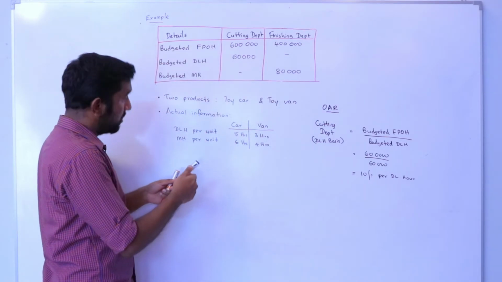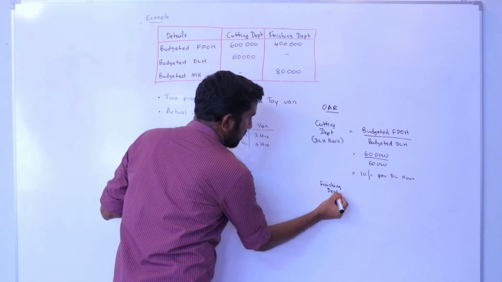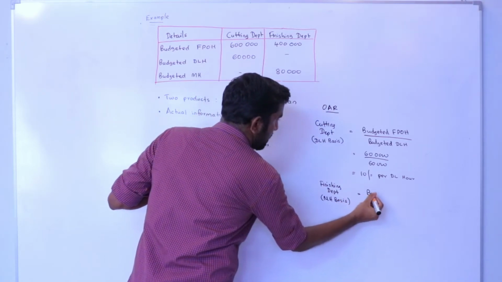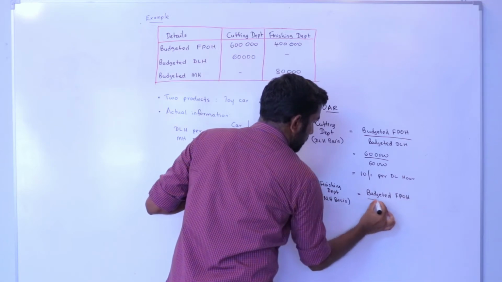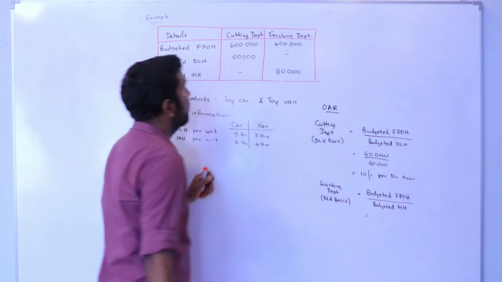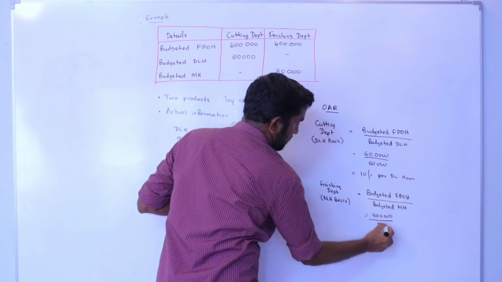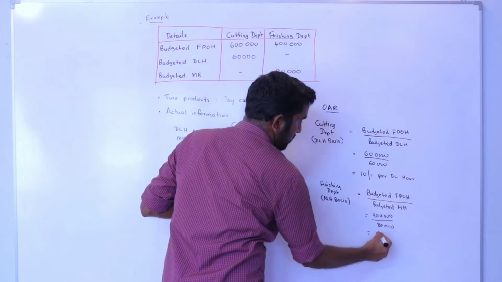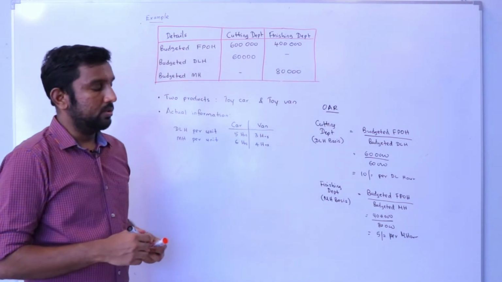Then the second department, which is the finishing department. I'll find it for the finishing department, and the base is what? Machine hour basis. Again, budgeted fixed production overhead divided by budgeted machine hours, right? So the finishing department is 400,000 and this is how much? 5 rupees per machine hour, right? I would write machine hour.